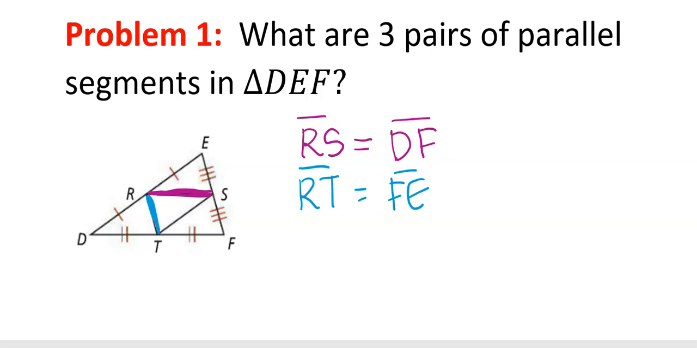So I'm going to do the last one. So again, we look at the segments. These two are the same. These two are the same. So it's basically the segments that's splitting that one in half. So what is TS parallel to? DE is correct.